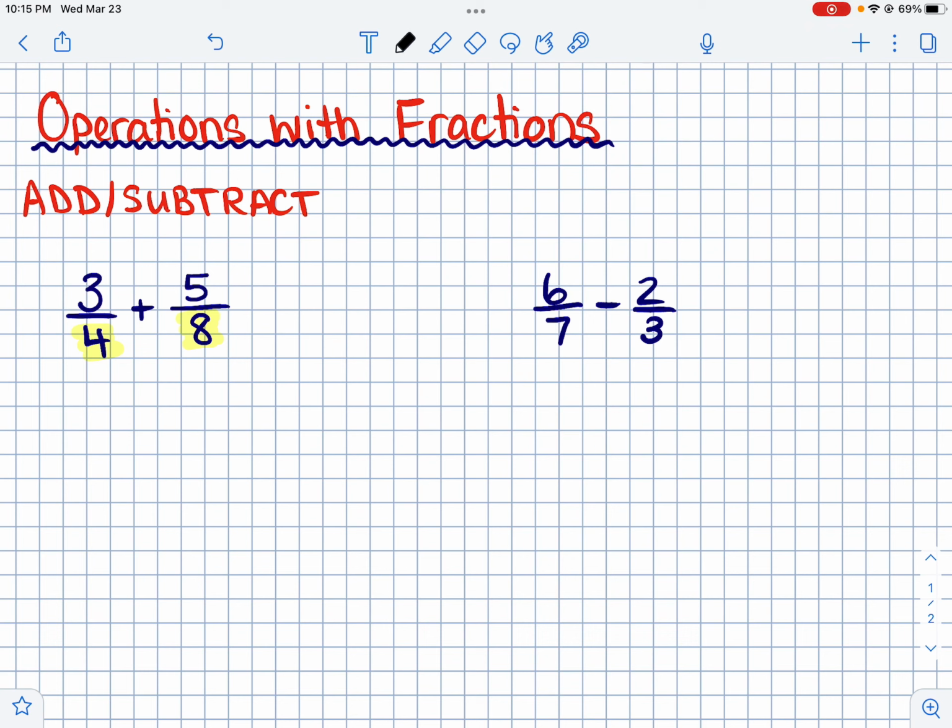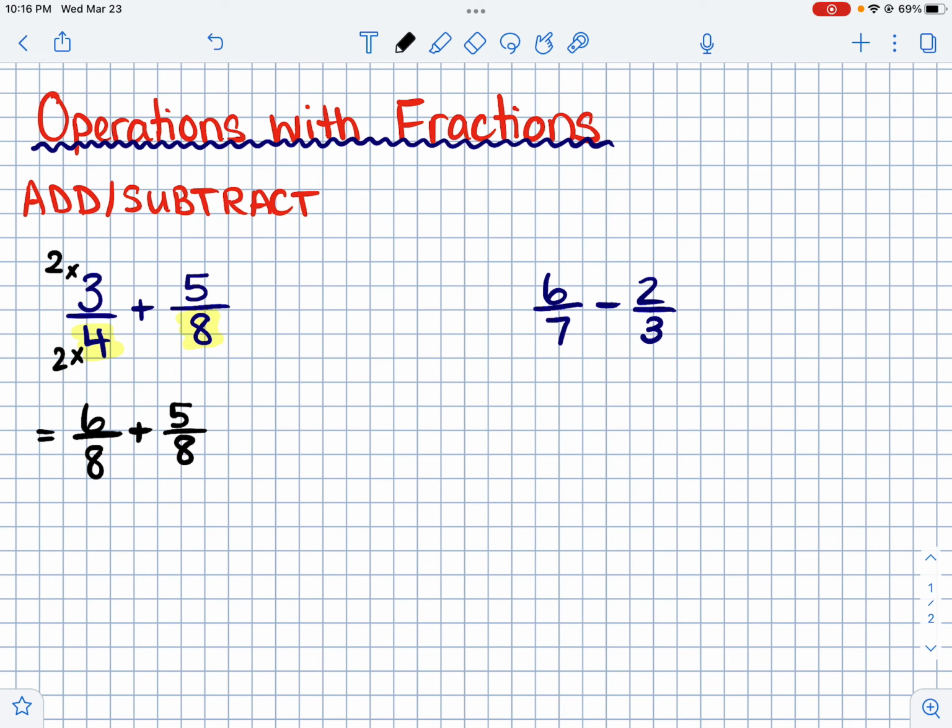So I'm thinking in order to make this 4 into an 8, I'm going to multiply this entire fraction by 2, which I can do because then I'll just be creating an equivalent fraction. If I multiply that whole first fraction by 2, I will get 6 over 8, which is exactly the same as 3 over 4. But now I've made my denominators the same.